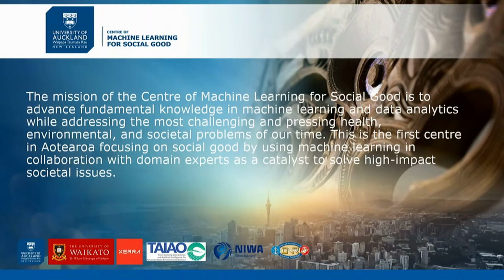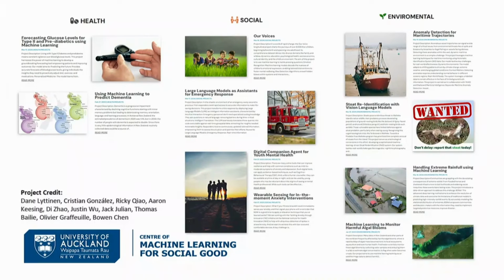I'm going to take one minute to showcase our center. The Centre for Machine Learning for Social Good is a transdisciplinary center. We have people from space, engineering, medical, and environment, across a range of different domains. So it's a catalyst to solve high-impact societal issues. I'm just going to show one page of what we do. We do things in health, society, and environment. So there's a range of projects that we look at. I'm not going to talk about a whole lot of them.